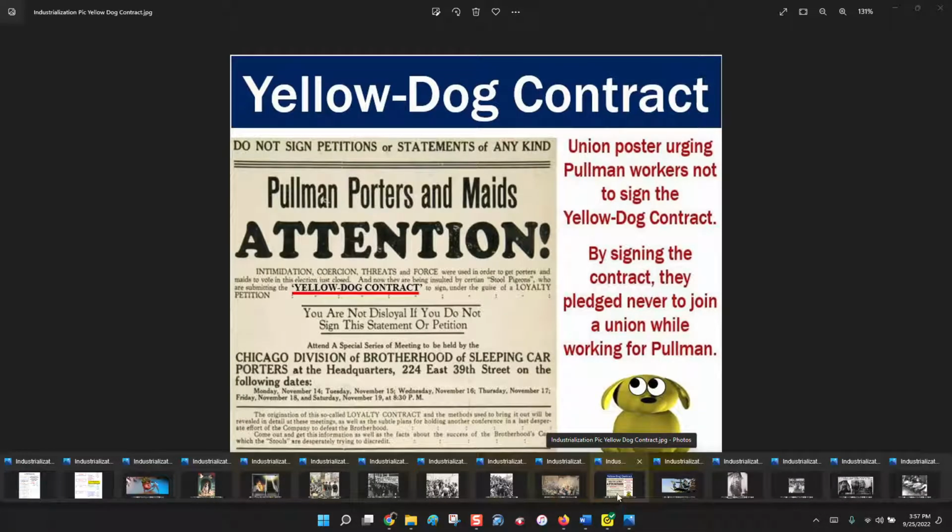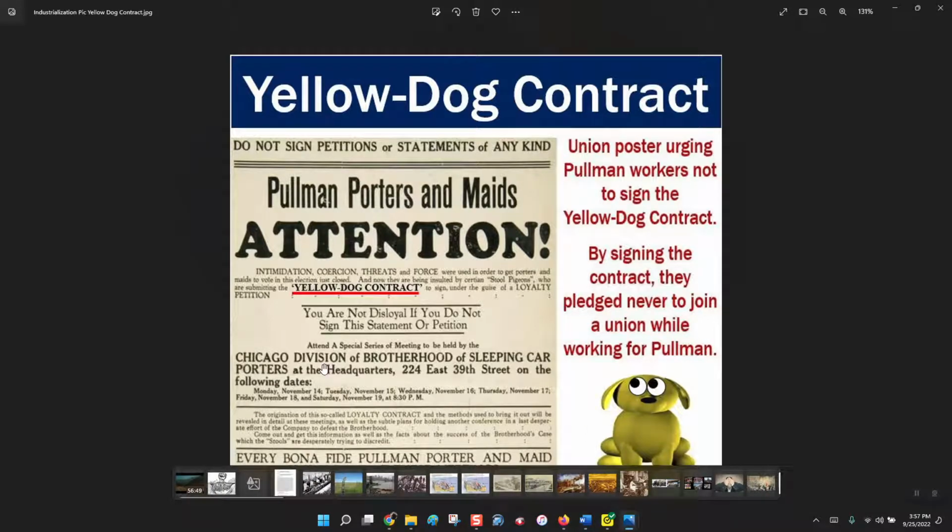Oh, so this, I'm sorry, I should have showed you this. This is a yellow dog contract. And see, the yellow dog contracts, they would put the ads on saying you're gonna sign this yellow dog contract and it's gonna be a loyalty basically. That you're showing loyalty to your company by signing this contract. And what they were basically doing is, basically, you're not joining a union.